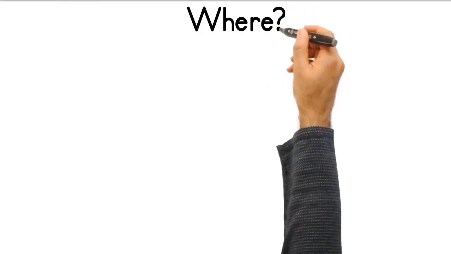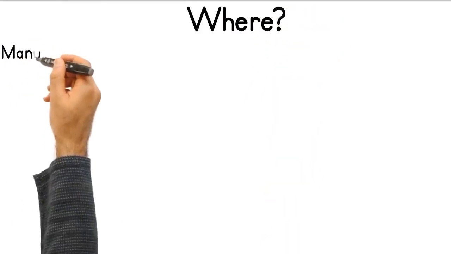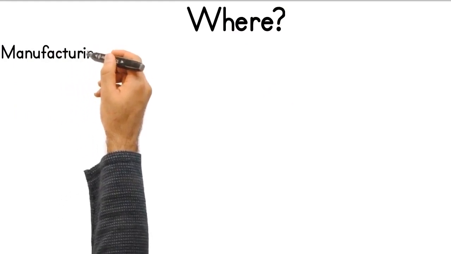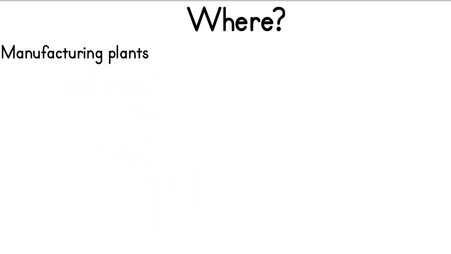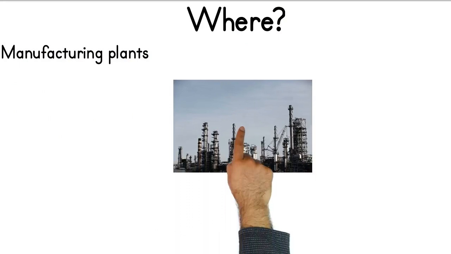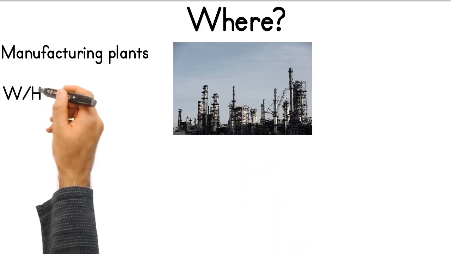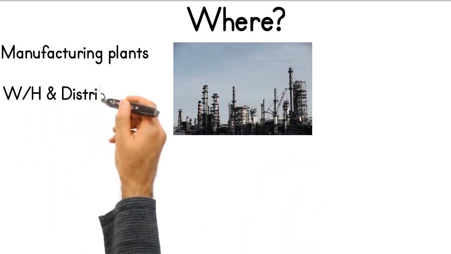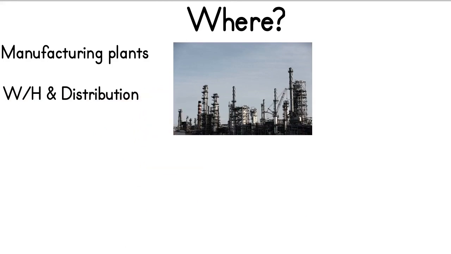Where is material handling and layout improvement applied? Material handling and layout optimization is essential in manufacturing environments to ensure smooth production flows, from raw materials to finished products. Warehouses and distribution centers benefit from material handling improvements to reduce costs and improve order fulfillment efficiency.